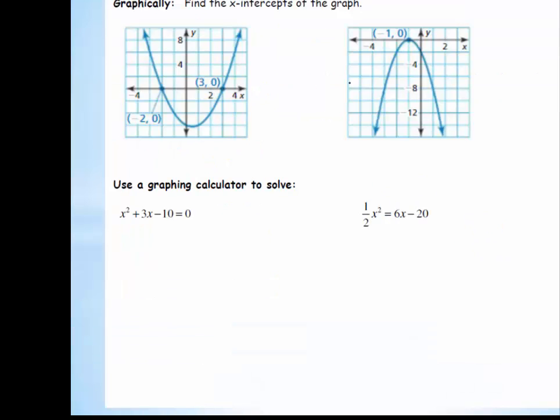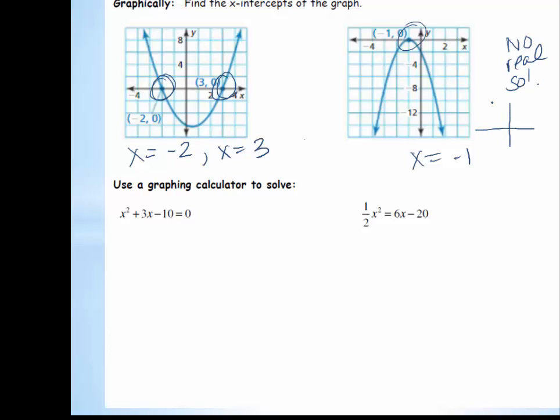So if the graph is already drawn for you, I would say by all means do it graphically. Just find the x-intercepts. So here's an x-intercept here, and here's one here. So we would say our solutions are x equals negative 2 and x equals 3. And we're like, whoa, we're done. Over here, the only time it hits is right here. So you can see that sometimes a parabola has two answers, two solutions. Sometimes it has one, and sometimes it has no real solution. And that's when your graph will never hit the x-axis.